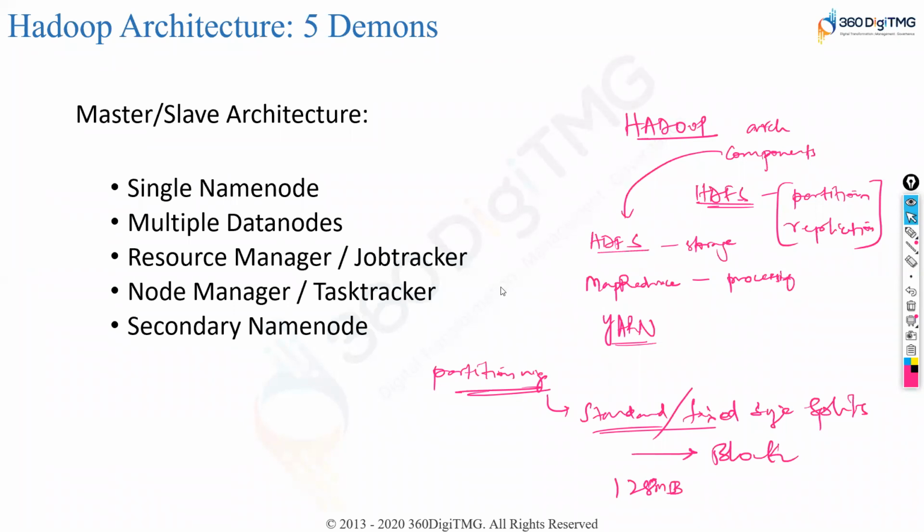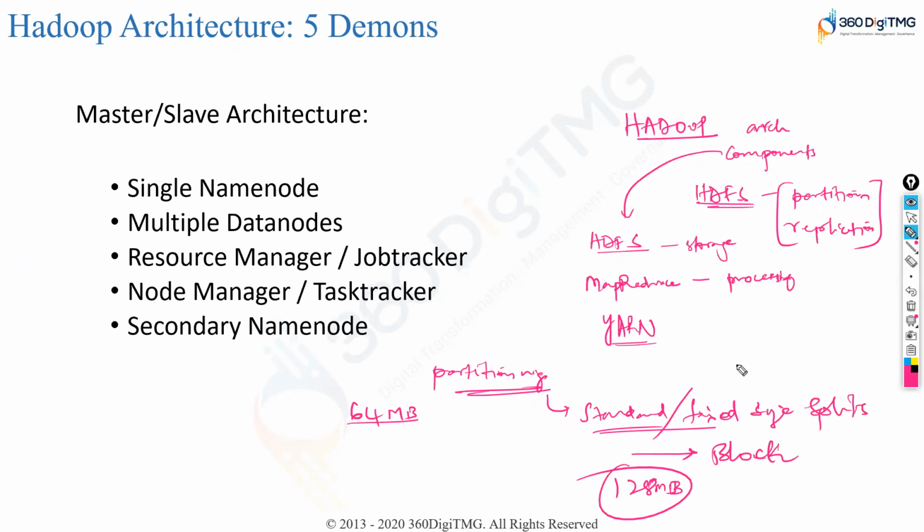Right. So we're talking about partitioning, and the default block size is 128 MB, and the minimum block size that we can go to is 64 MB. And any block size which is a multiple of 64 can be used.